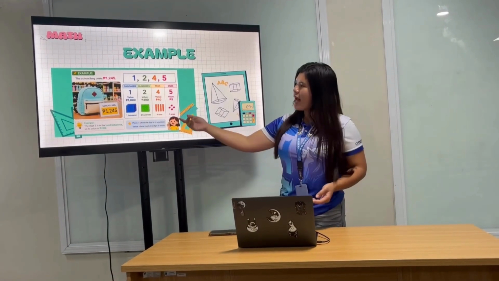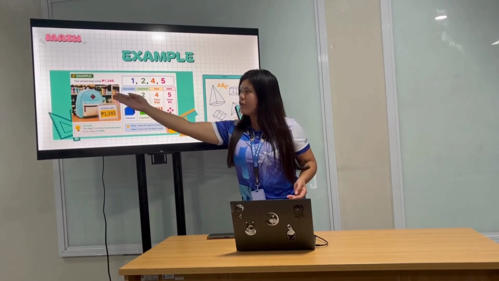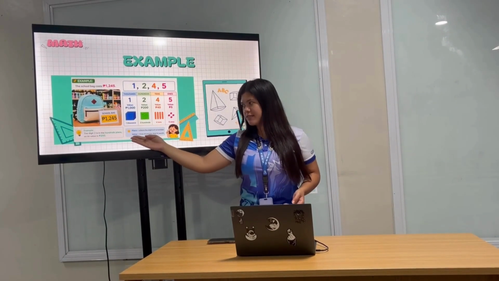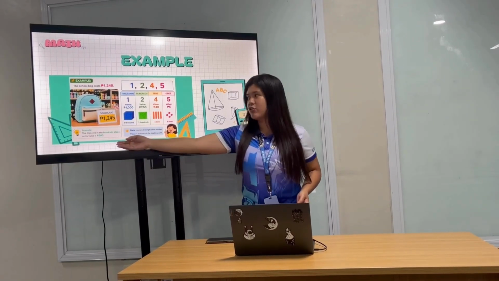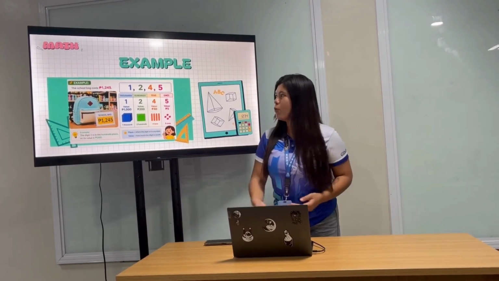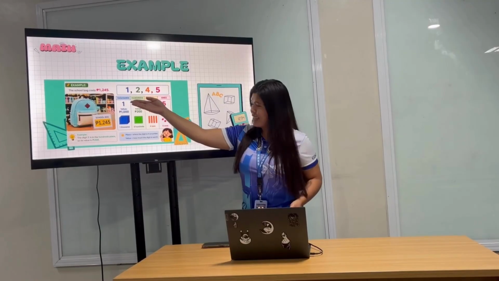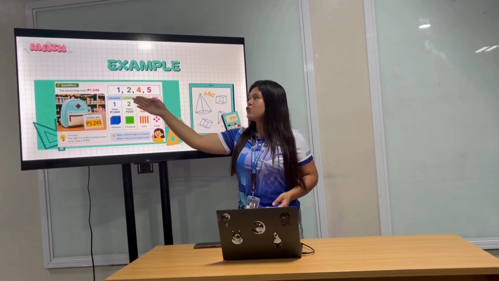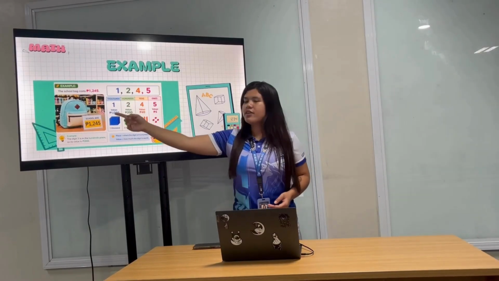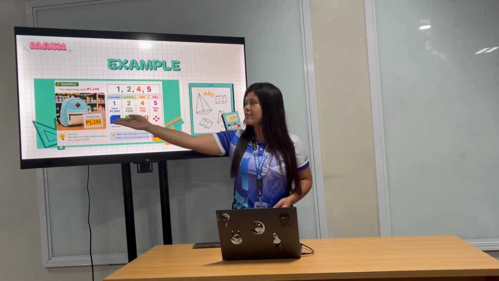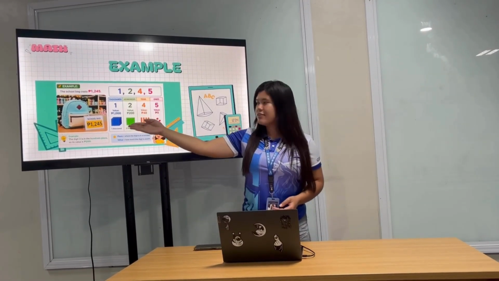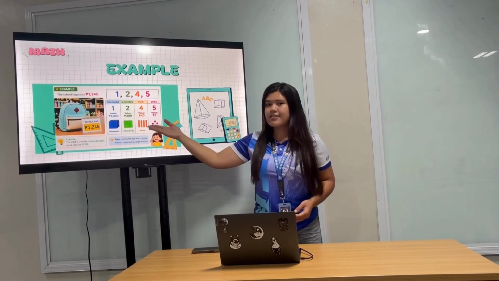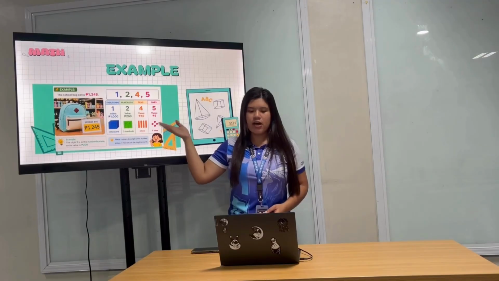Example, the bag costs 1,245. The digit 2 is in the hundreds place, so its value is 200. Let's see 1,245, or 1, 2, 4, 5. The 1 there, its place is thousands. The 2 there, its place is hundreds. The 4 there, its place is tens. And the 5 there, its place is ones, with a value of 5.